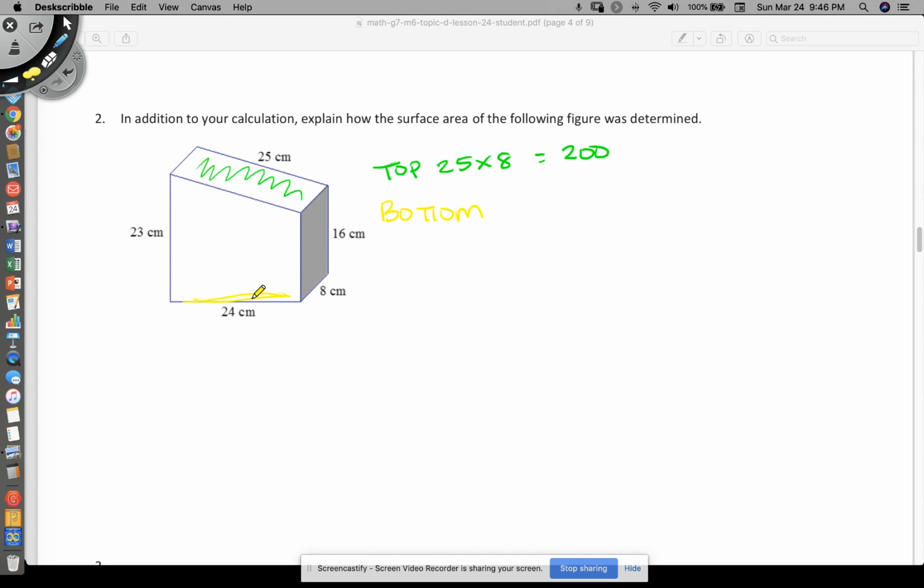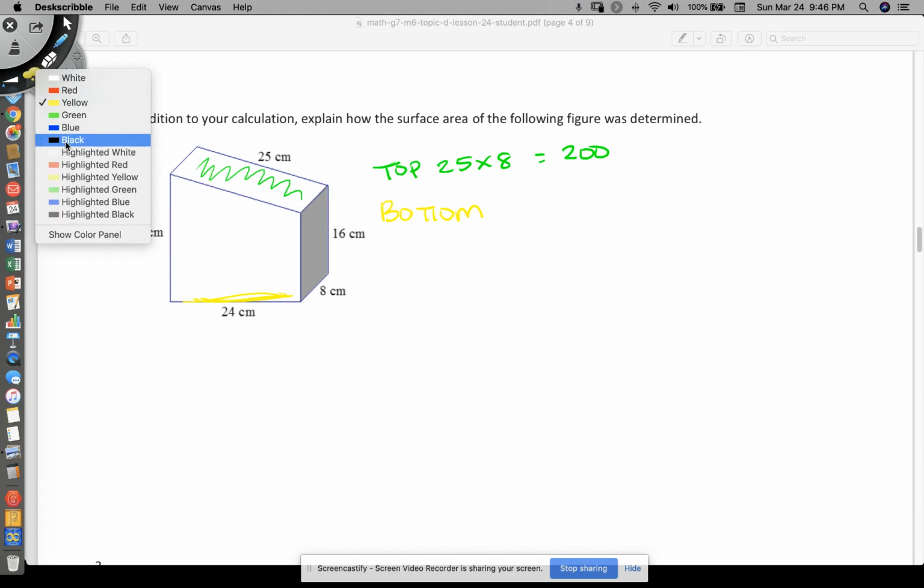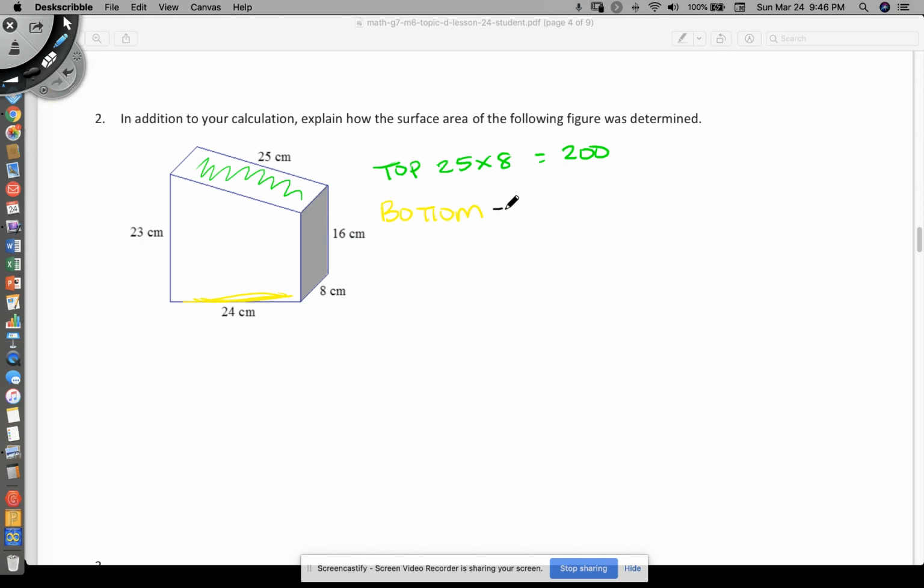which is down here. And that's going to give me, I'm going to switch colors just real quick because it's kind of hard to see that. Let me just see if I can go to, I'll go black. And the bottom is going to be a 24 by 8. Which gives me 192.